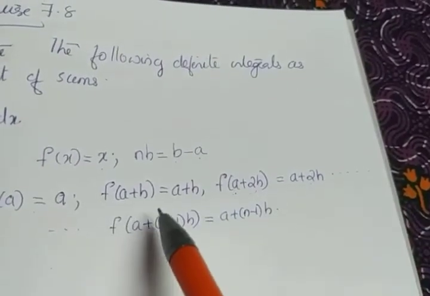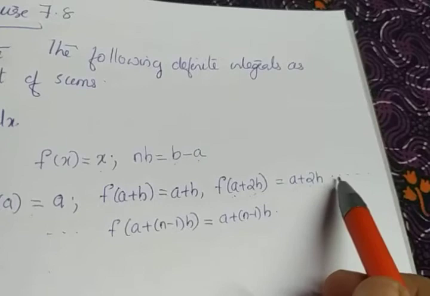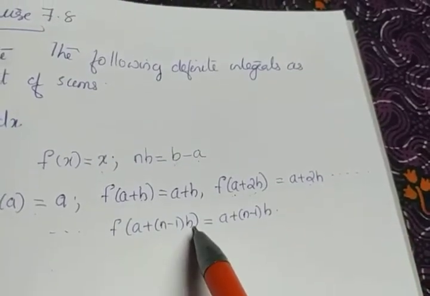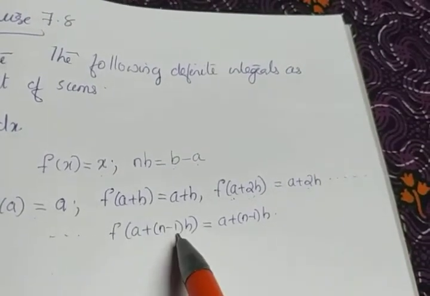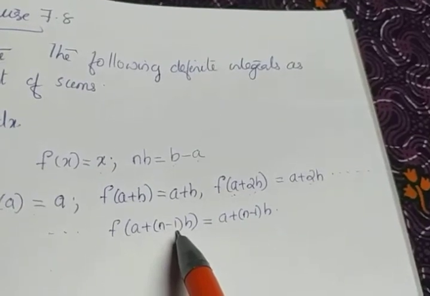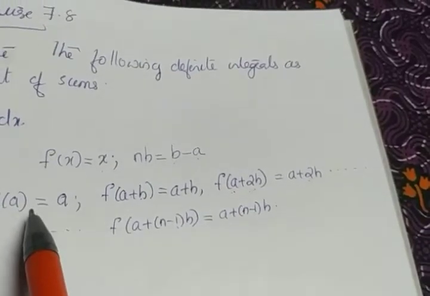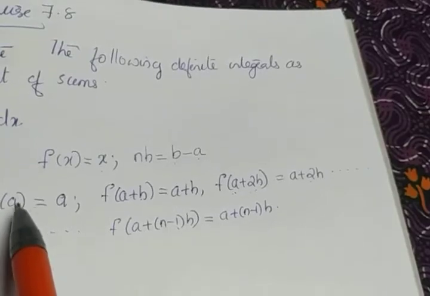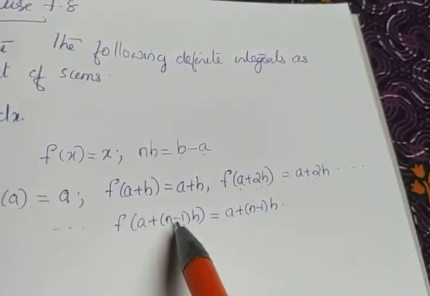And how many terms are there? Here it is h, 2h, 3h, 4h, etc., up to n minus 1 h. That means from here till the last term there are n minus 1 terms, and there is one more term. So n minus 1 plus 1, total there are n terms.